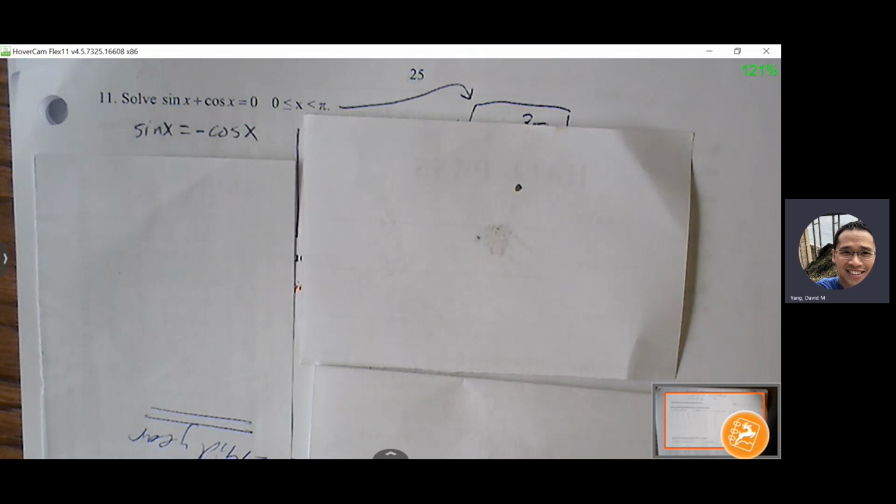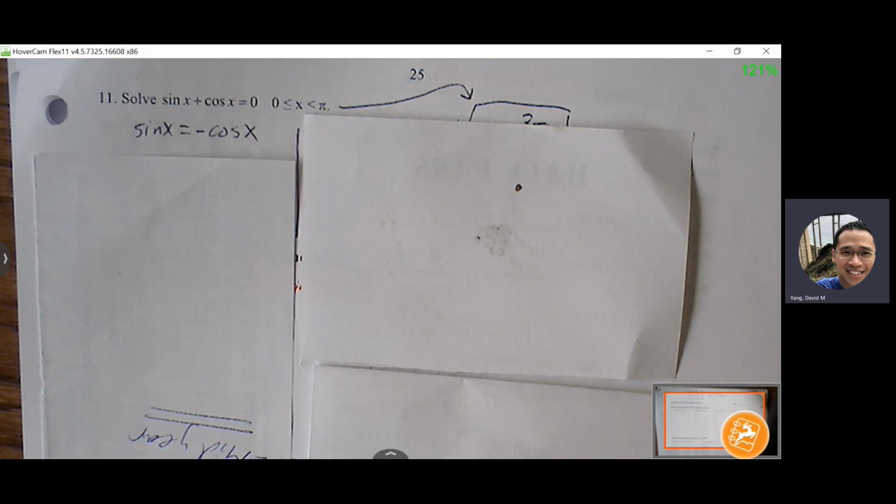Okay, next page, number 11. Whenever you guys are ready. All right, anybody still need this page?